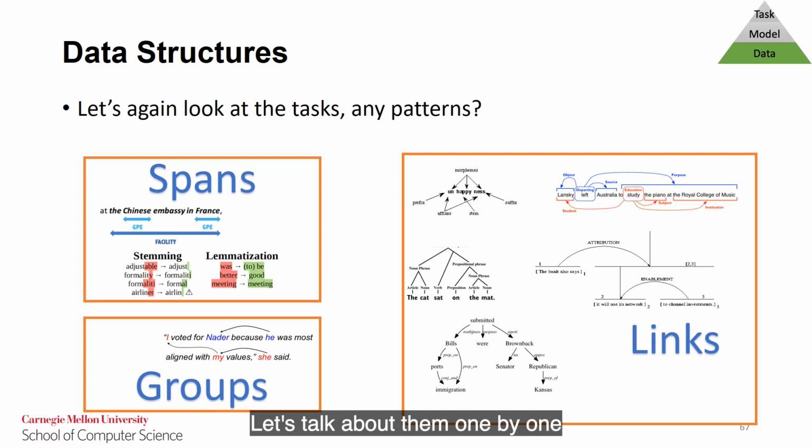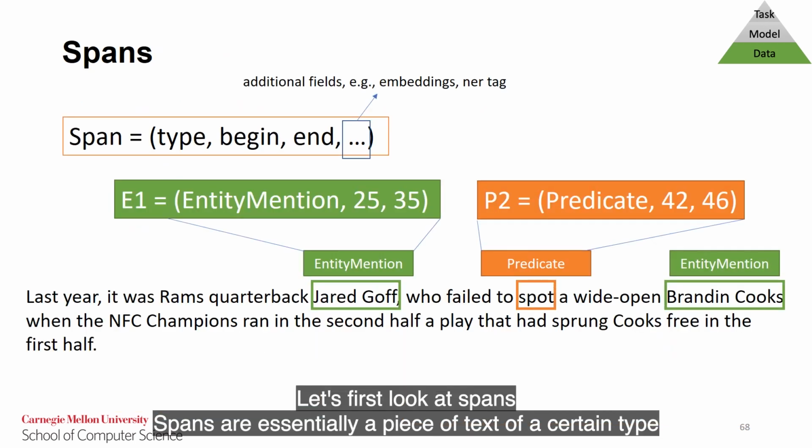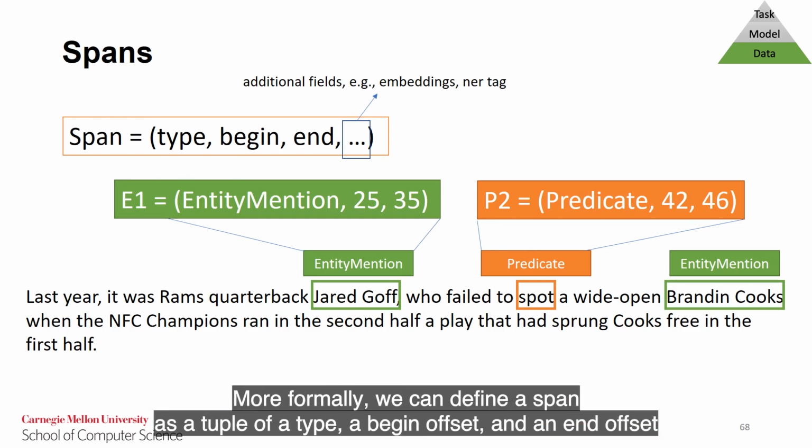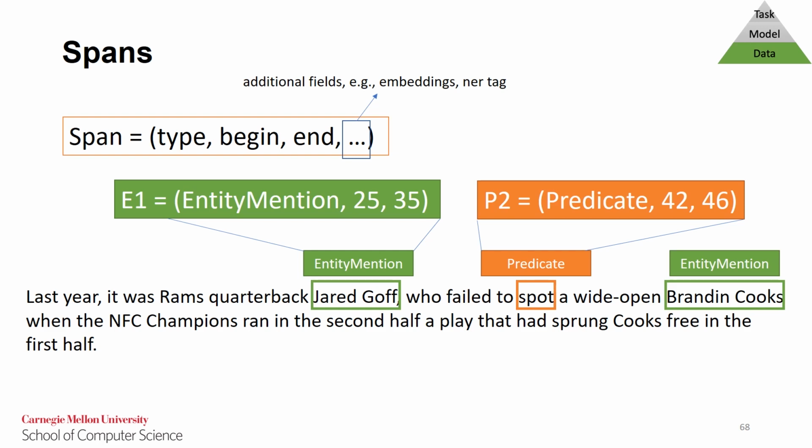Let's talk about them one by one. Let's first look at spans. Spans are essentially pieces of text that have a certain type. More formally, we can define a span as a tuple of a type, a begin offset, and an end offset. Of course, we can have some additional fields to store more information about a span.